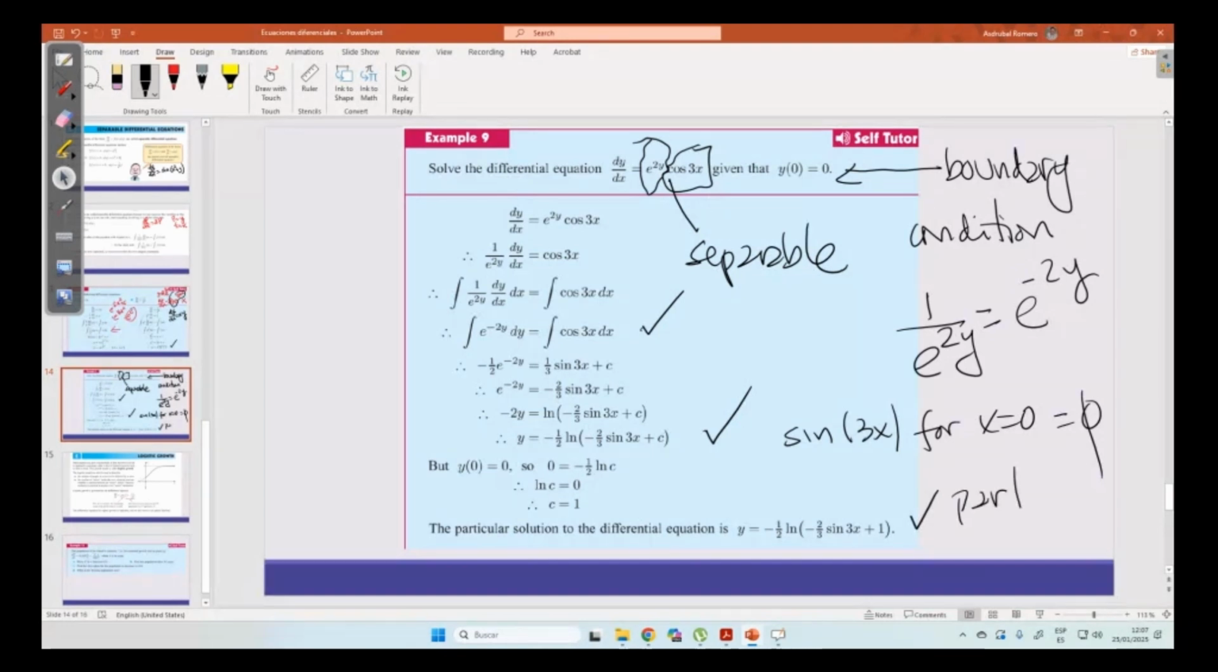One thing that I want you to take away from this class is understanding pretty well the difference between general solution and particular solution. Do you understand that?